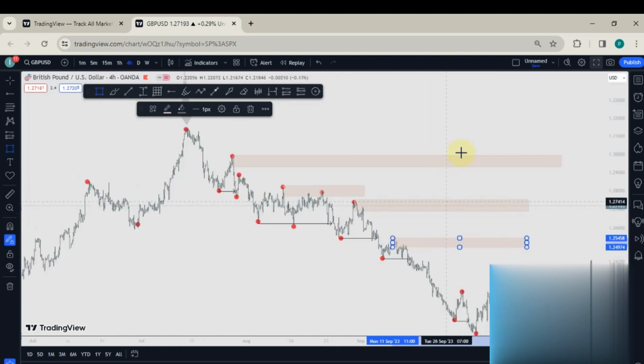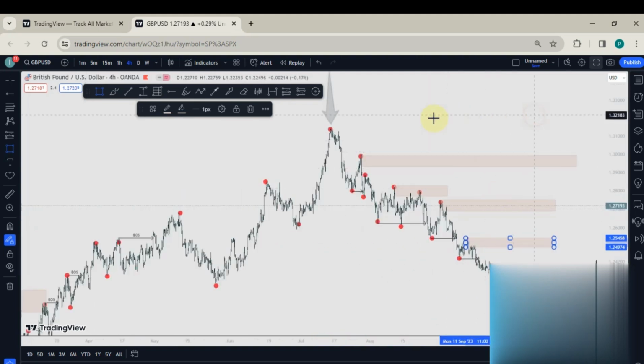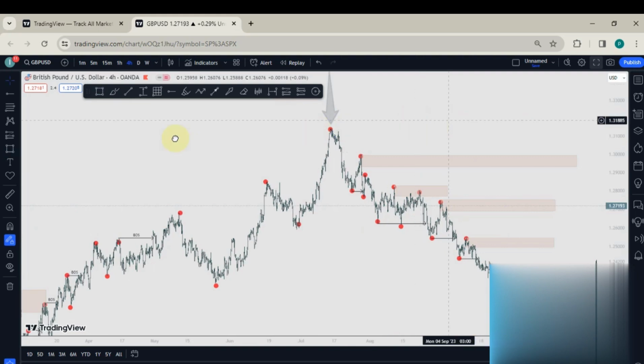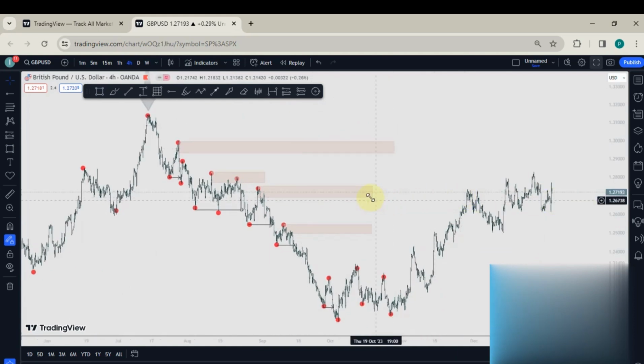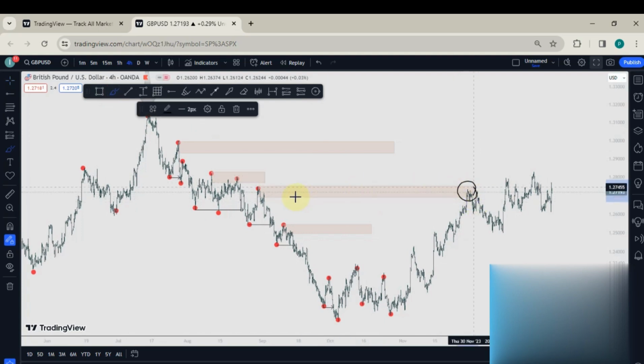And in future, guys, price will come to these levels. You understand? Price will come into these levels and it will react. You understand? Look at what happened here. Price came into this supply, that was what was caused by this break of structure. And then it reacted, it went down. Look at this one.